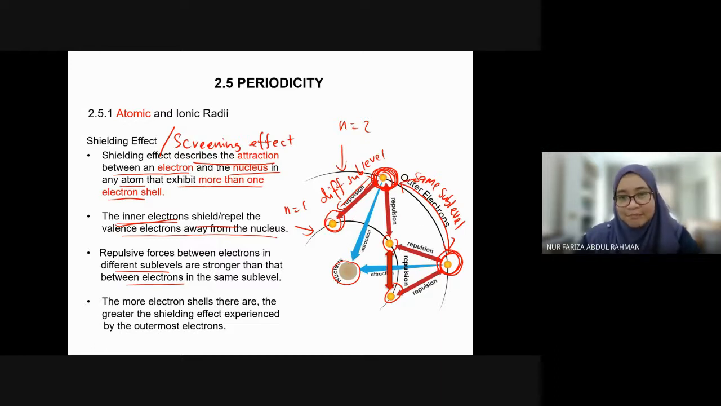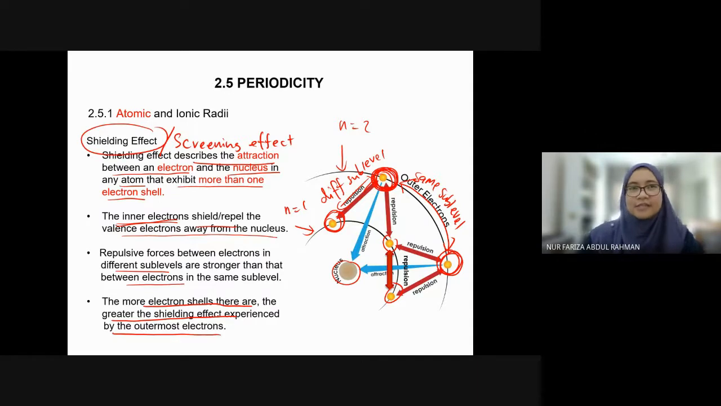Because before reaching the valence electron, the nucleus's attraction has to attract the inner electron first. So there is already shielding there, shielding layer 1. Okay, and then imagine if you have more n, that means you have more inner electrons. By right, the atom will have a higher shielding effect. So the more electron shells there are, the greater the shielding effect experienced by the outermost electron. Okay. So that is what we call the shielding effect, guys.